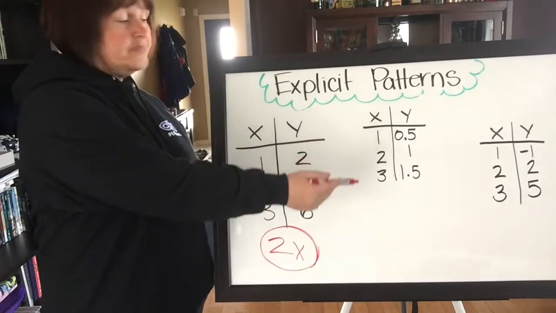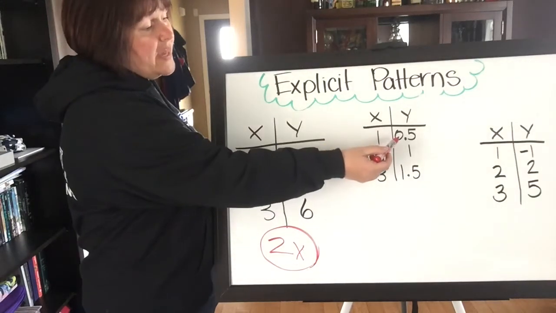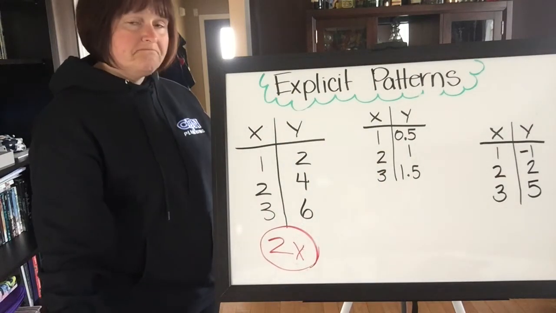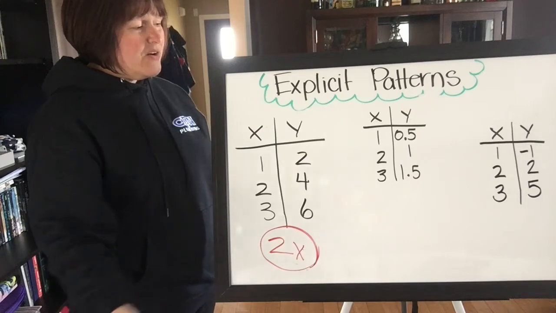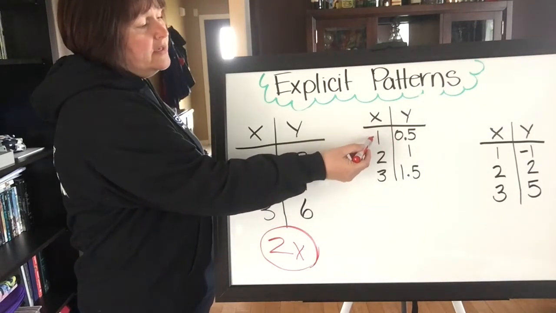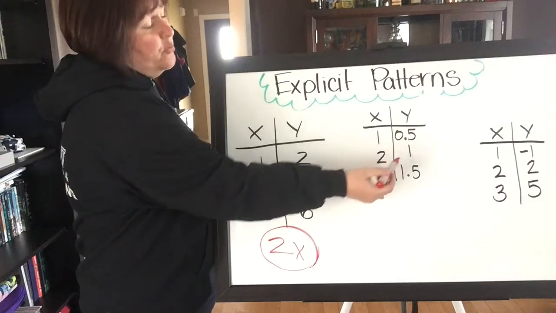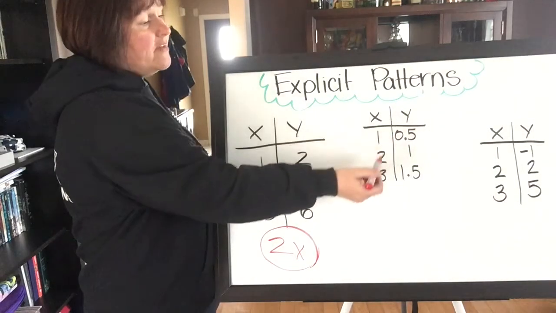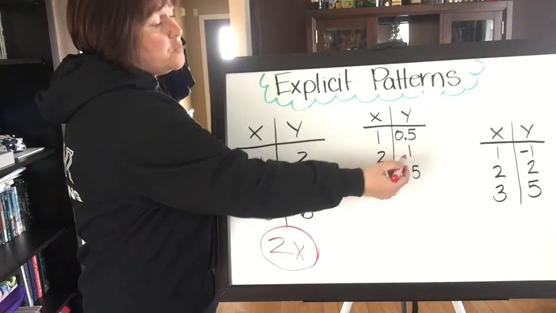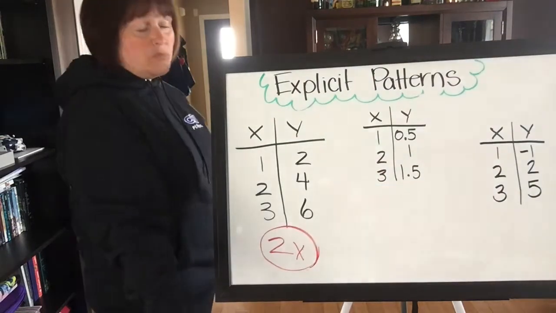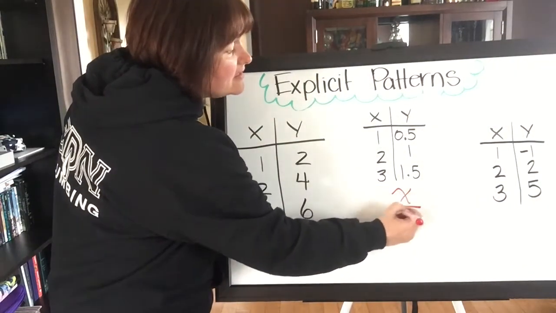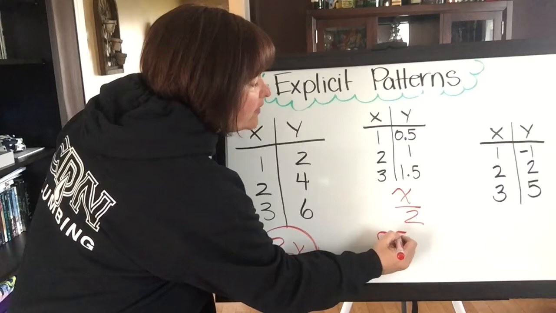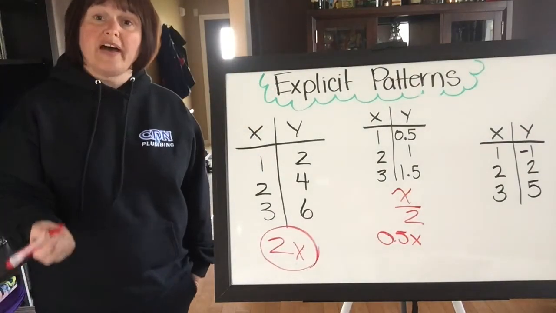Let's take a look at this one. I've got 1, 2, 3. Then I've got 0.5, 1, and 1.5. Well, what can I do to get 0.5? Well, I can take away a half from 1. So 1 take away 0.5 is 0.5. 2 take away 0.5 is not 1. But what about if I divided it by 2? If I have 1 and I divide it in half, I have 0.5. 2 in half is 1. 3 in half is 1.5. This means that it's X divided by 2. Or, if you like using decimals, 0.5x, which is 0.5 times x.